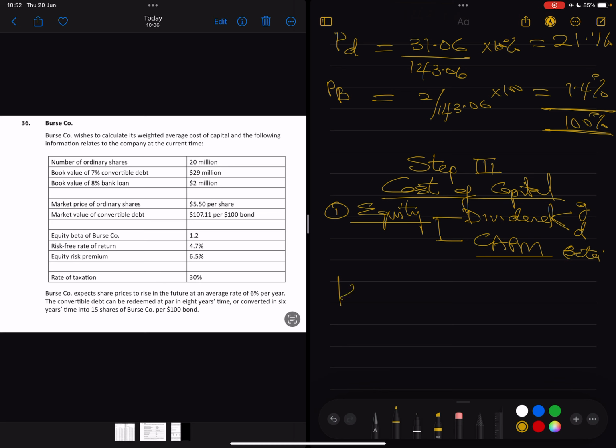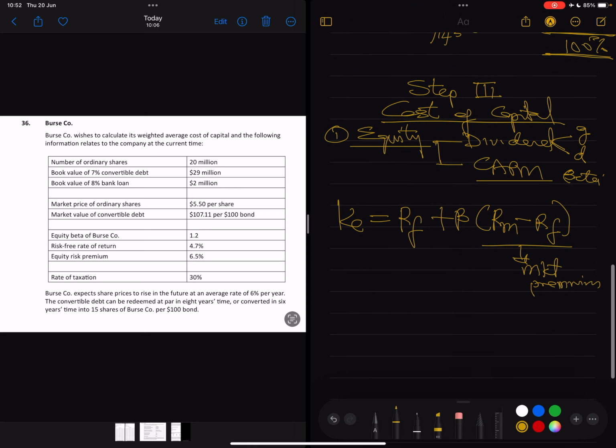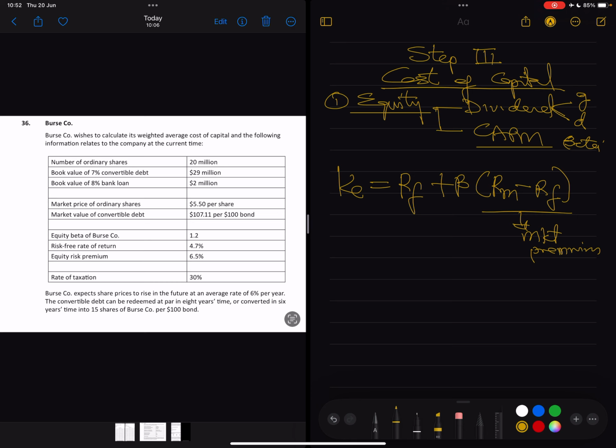So what is CAPM? CAPM says cost of equity is risk-free rate plus beta into bracket return on market minus risk-free rate. And this is also called market premium, remember. So sometimes if you don't have each of those and you have market premium, that means everything in that bracket has been given to you. Take note, those are the little traps that the examiners want to put you in. So risk-free rate is given at 4.7%. Do we have beta? We are given beta as well.